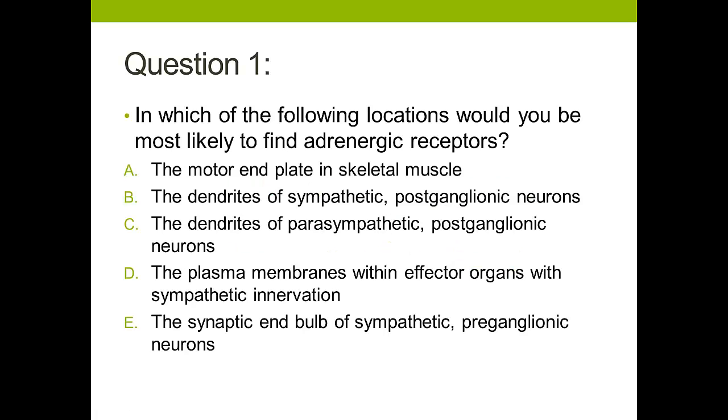Question 1. In which of the following locations would you be most likely to find adrenergic receptors? A. The motor end plate of skeletal muscle. B. The dendrites of sympathetic postganglionic neurons. C. The dendrites of parasympathetic postganglionic neurons. D. The plasma membranes within effector organs with sympathetic innervation. Or E. The synaptic end bulb of sympathetic preganglionic neurons.